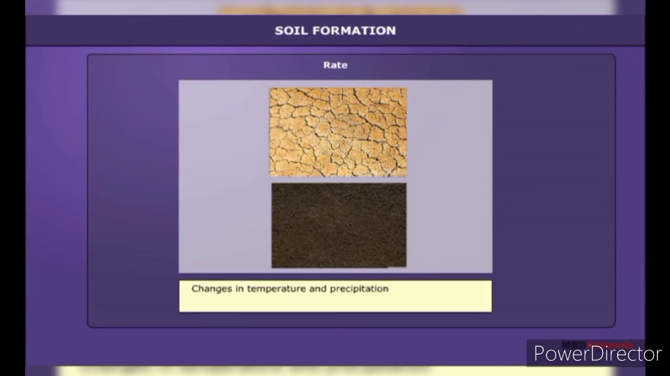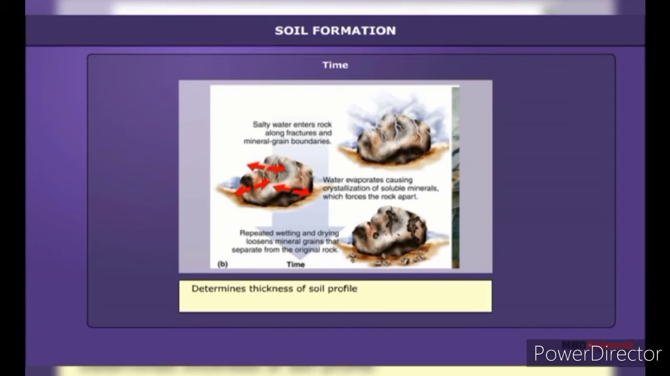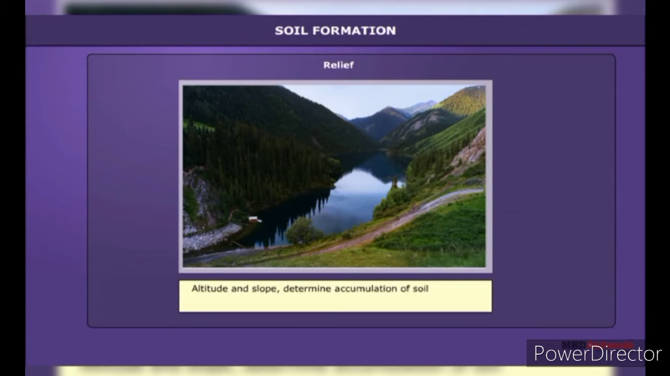Rate. The rate of soil formation mostly depends on frequent temperature changes and precipitation. Time. The time factor is essential both for soil formation and its use. Relief. Altitude, slope, and depositions like rivers and winds also affect soil formation.